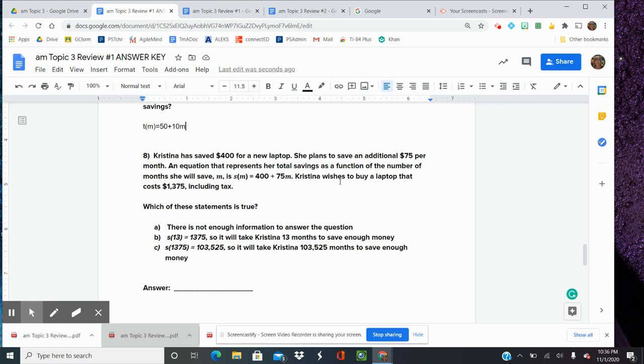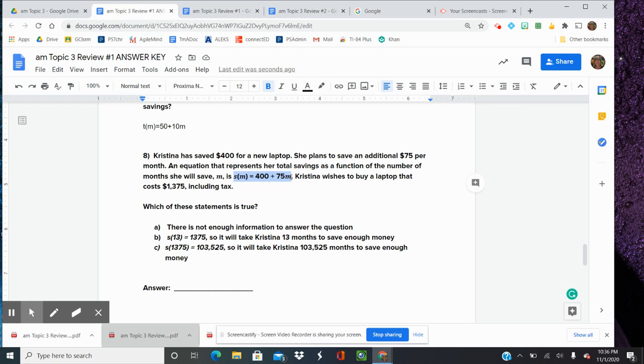Okay, so next question. Christina has saved $400 for a new laptop. She plans to save an additional $75 per month. An equation that represents her total savings as a function of the number of months she will save is S of M equals 400 plus 45M. Okay, so they give you the equation in this case.